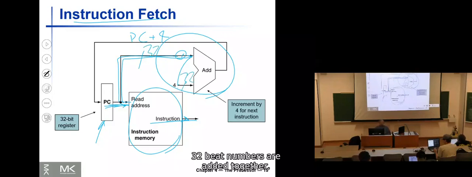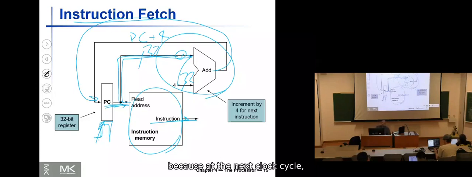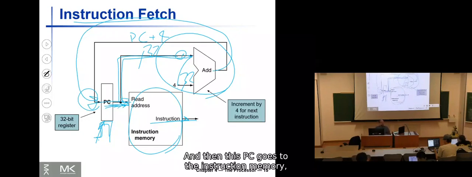So 32-bit numbers are added together. It takes time. But okay, take your time, because the clock is not coming; we give them enough time for the value to become ready. The value should be ready before the next clock cycle, because at the next clock cycle, this value goes to the next PC, and then this PC goes to the instruction memory. So the next PC gets updated, which becomes the current PC.